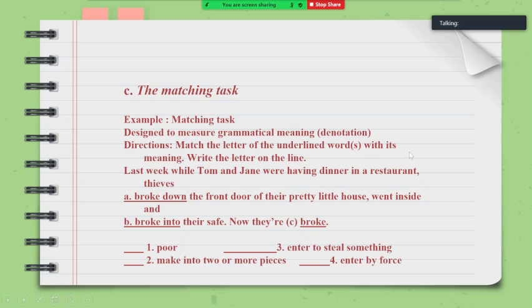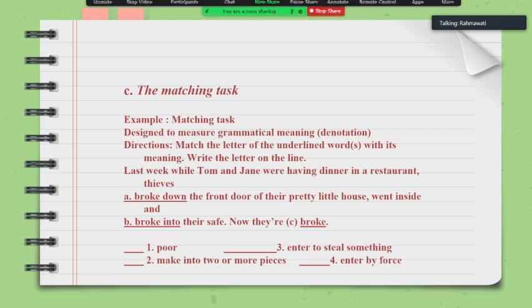Next is the matching task. The matching task is designed to measure grammatical meaning, denotations. In the matching task, the input is presented in the form of a paragraph with underlined words. This is followed by a list of meanings. Example of directions for a matching task: match the letter of the underlined words with its meaning. Write the letter on the line.